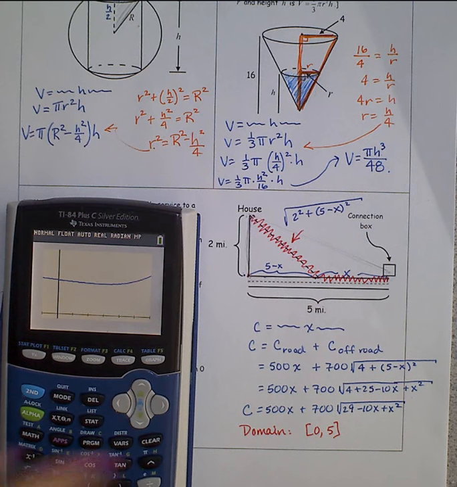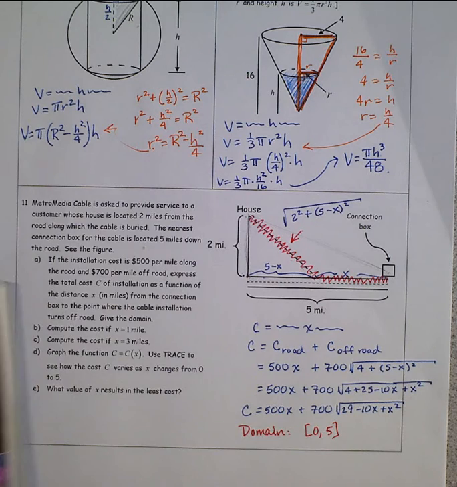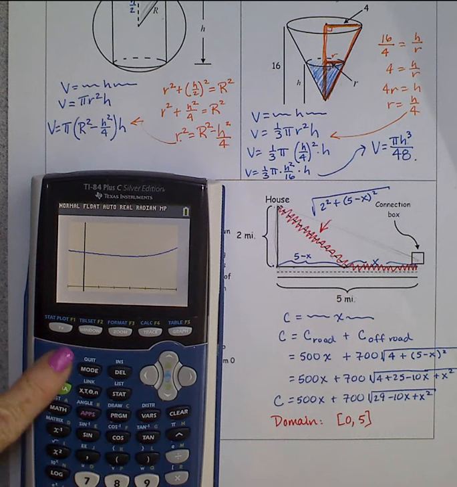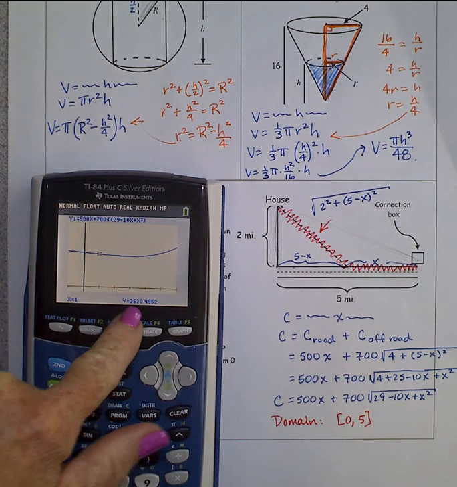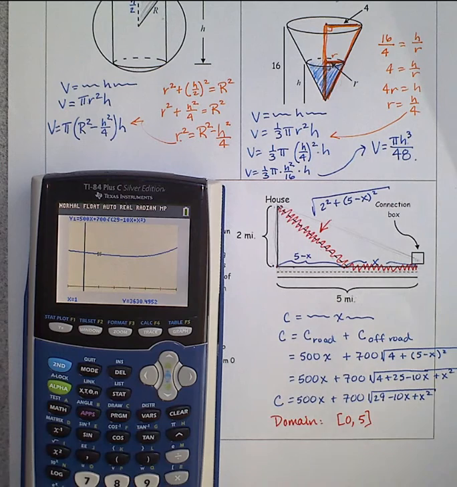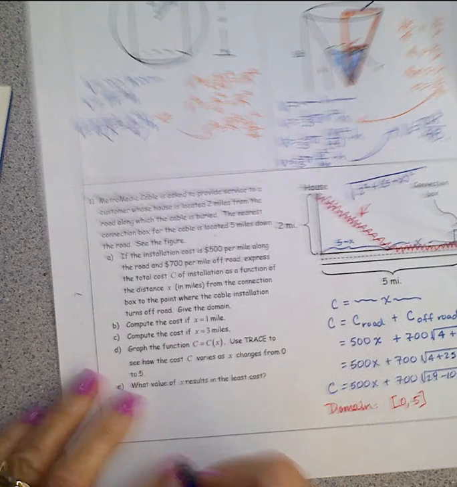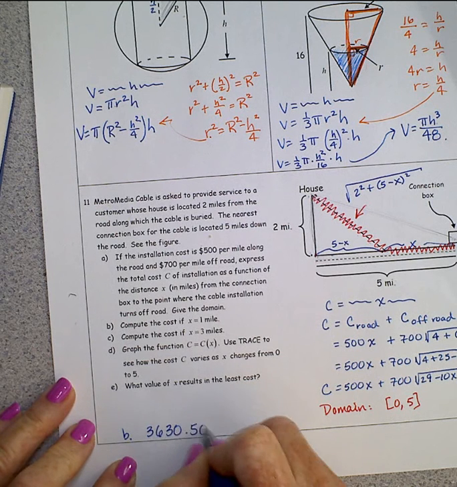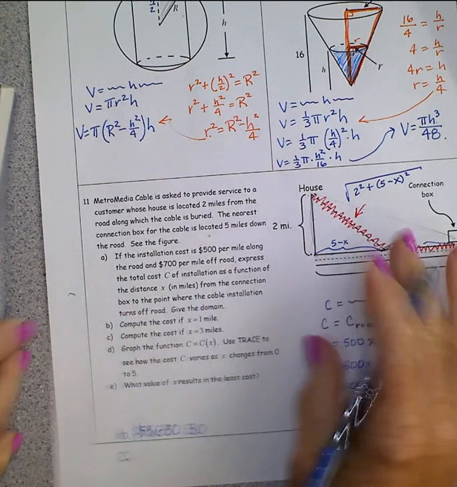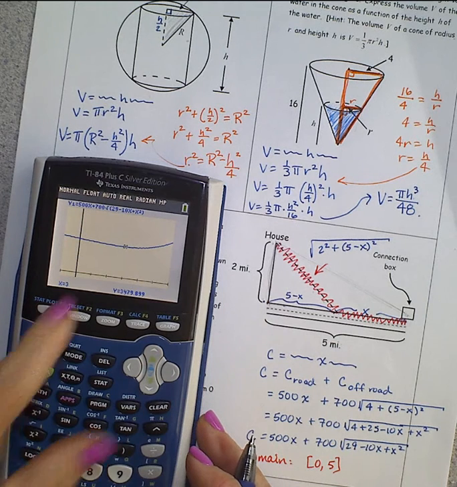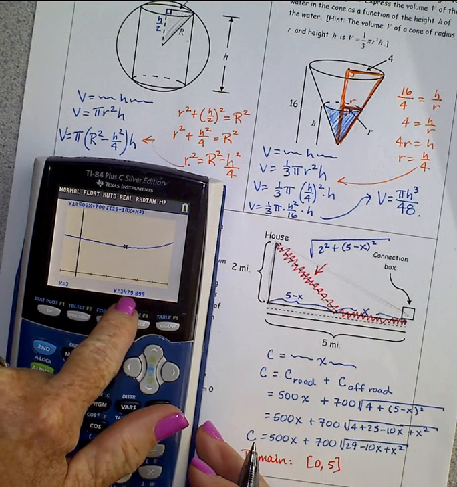So what we can do now for part B, which says compute the cost if X is 1 mile. So just do a value. Second calc, value at 1. Right there. $3,630.50. So part B is $3,630.50. Part C, 3 miles. Now you don't have to do second calc value again. You can just hit the next number, 3. And it's going to be $3,479.90.